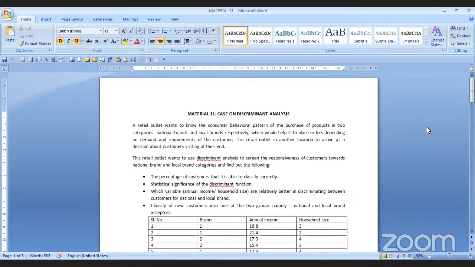Okay. A retail outlet. These are applications related to discriminant analysis. Directly, I will make you understand through this material. The retail outlet wants to know the consumer behavioral pattern of the purchase of products in two categories, national brand or local brand. That is the classification. It helps the outlet place orders depending upon the demand and requirements of the customer, and to arrive at a decision about the customers visiting.